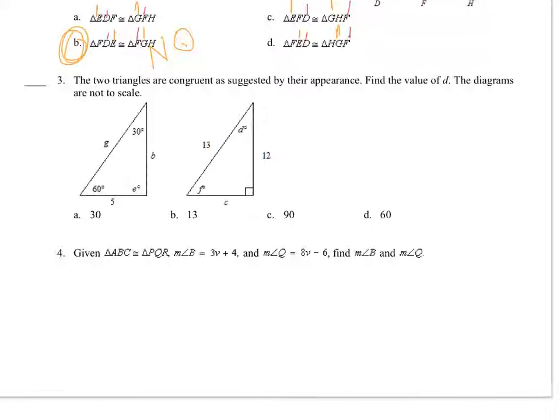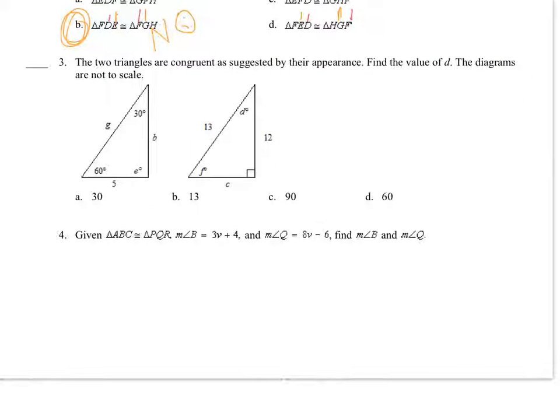Next. Two triangles are congruent as suggested. What's the value of D? As suggested means look at the picture. So here is angle D, here is the same part, so it would be 30. Given this congruent statement, angle B and angle Q are the same. If they're in the same spot in your congruent statement, they are the same value.